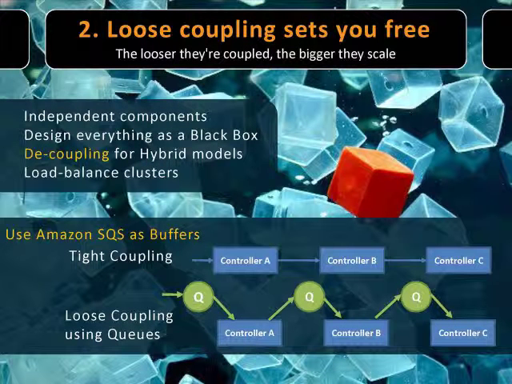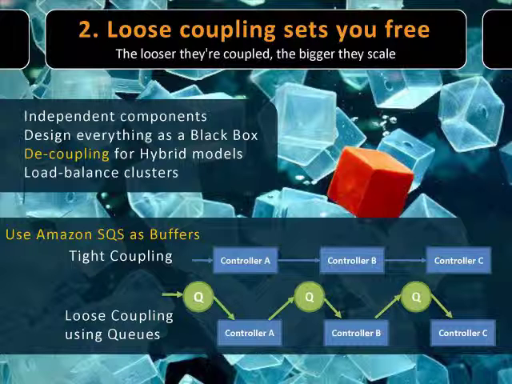So the next one is about loose coupling. For those of you who are big fans of service-oriented architecture, or SOA, this is pretty much a rip-off of that whole concept: the idea that when you design systems, you should design them to be black boxes. Components within that architecture are black boxes. They don't make assumptions about the next layer in that component.